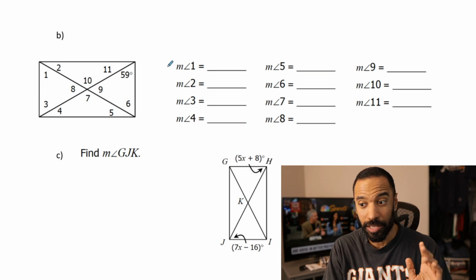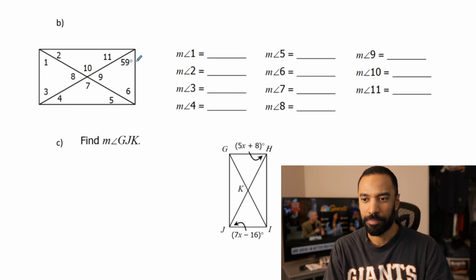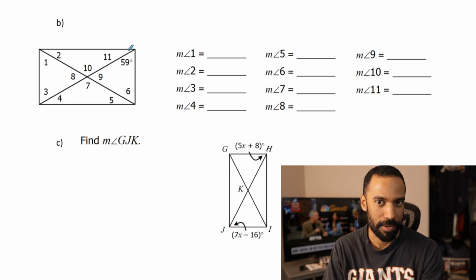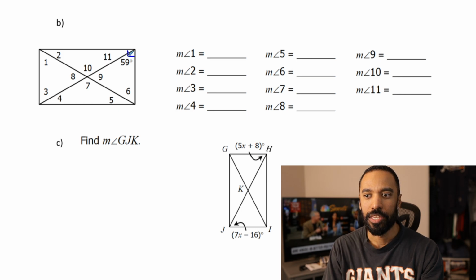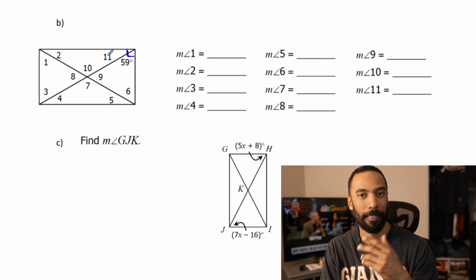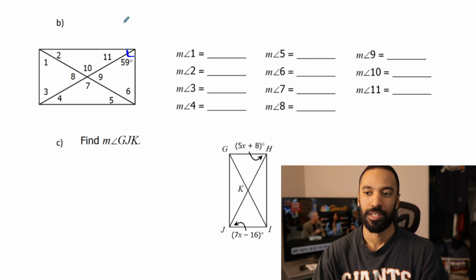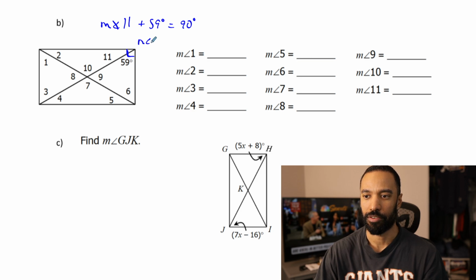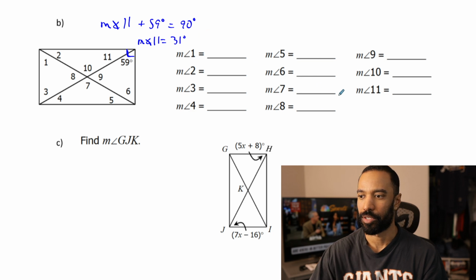Okay, part B. That's a lot of numbers. Also a rectangle. The only thing you're given is 59. How do we do this? Well, a lot of the measures are going to be the same. This is a right angle. That means that 59 degrees and the measure of angle 11 are going to be complementary. So the measure of angle 11 plus 59 degrees is 90. Not 180, but 90. So the measure of angle 11 is going to be 31 degrees.